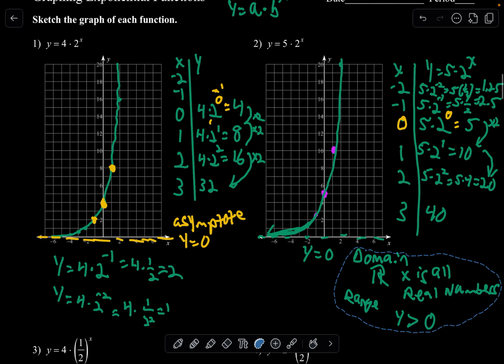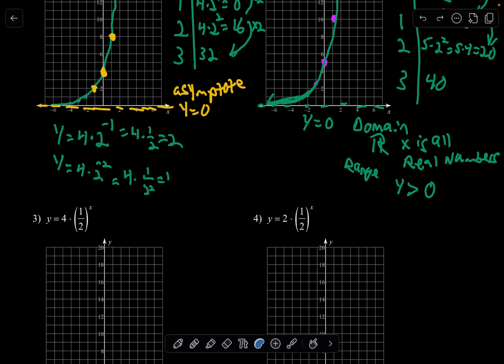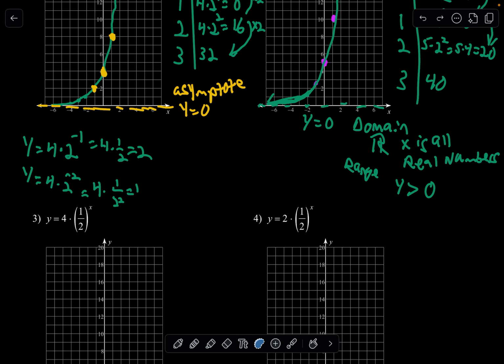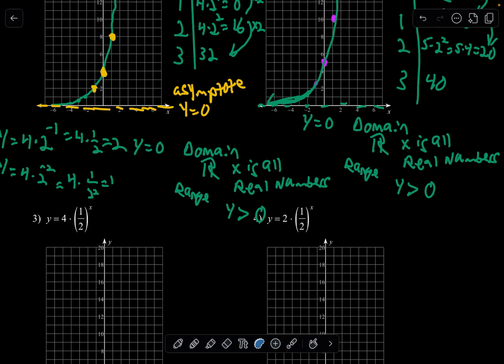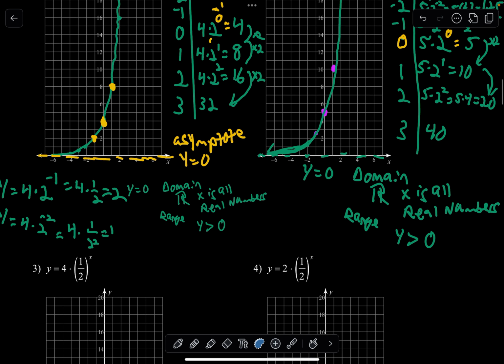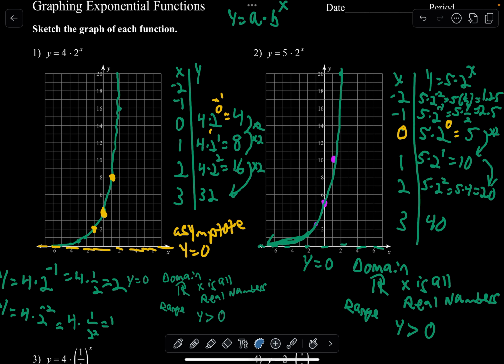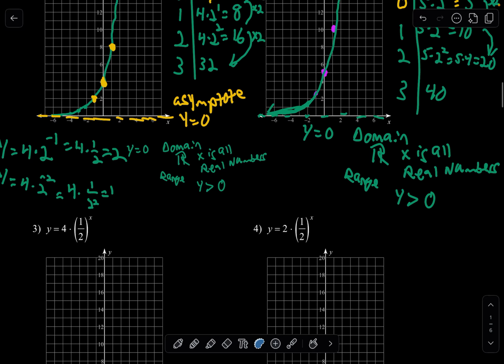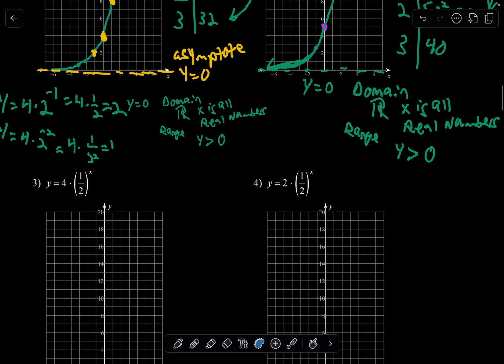Okay, so undo that. Let's copy and let's move that over here, and there we go. So this is the same too. It doesn't change, because we're not shifting this graph up and down or left and right. Okay, so it has the same domain and range. All real numbers for the domain and the range is y is greater than 0.